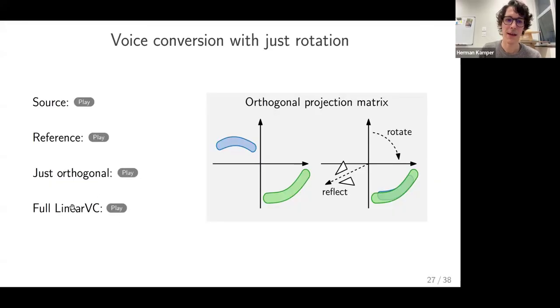Okay, and then I'll play, it's getting pretty close to the target speaker. Then I'll just play the full linear VC. So that's when you allow shearing and scaling as well.